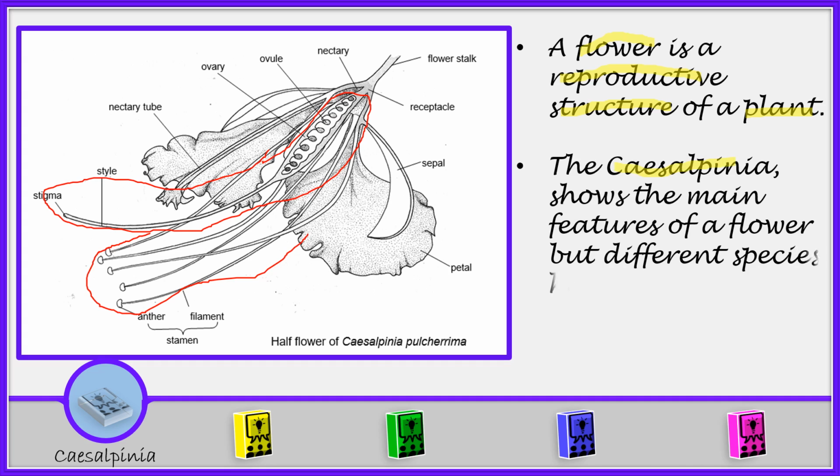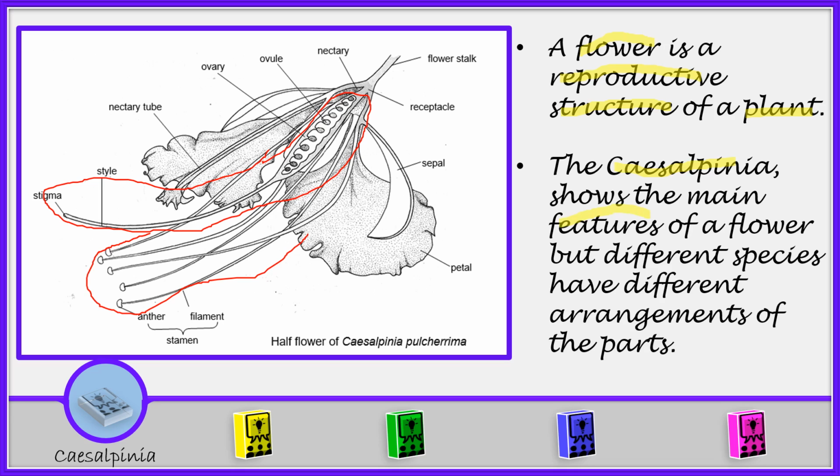The Caesalpinia shows the main features of a flower, but different species have different arrangements of the different parts. So it is showing us the basic features of flowers, though there might be some differences in the arrangement, and some differences in the shape and size of the different structures in different flowers.